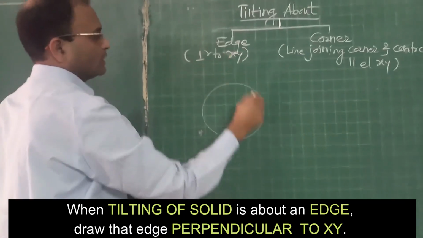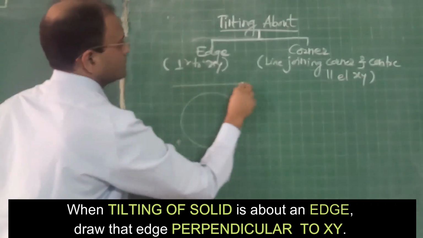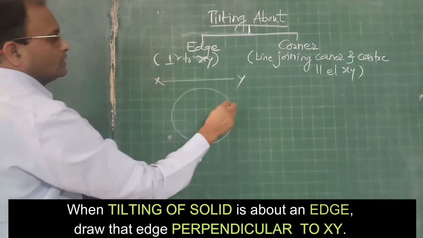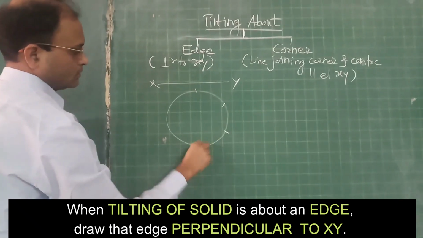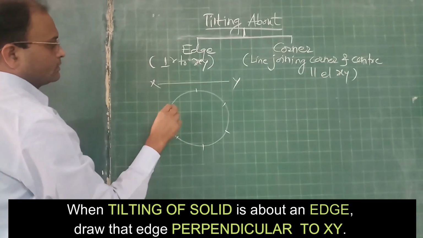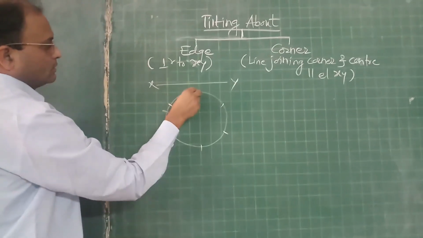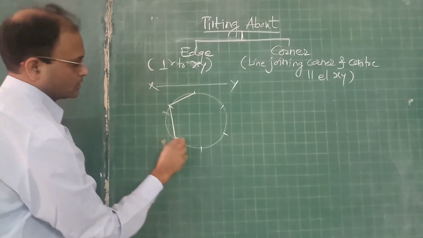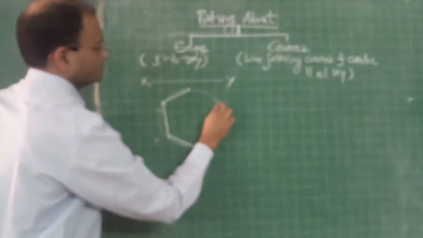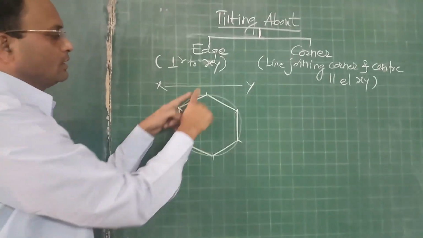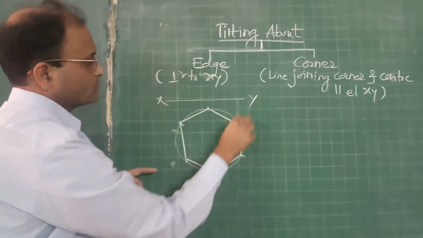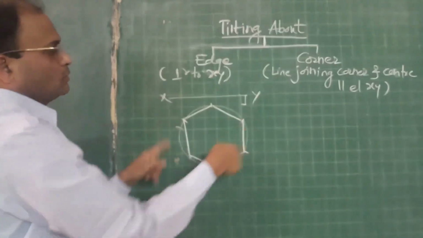So if it is about edge, then initially let us say this is line XY. So initially we will have to draw it in such a way that the edge is perpendicular to XY. So this is the required orientation in top view. This I am talking in top view. In top view, that edge, one edge must be drawn perpendicular to XY.